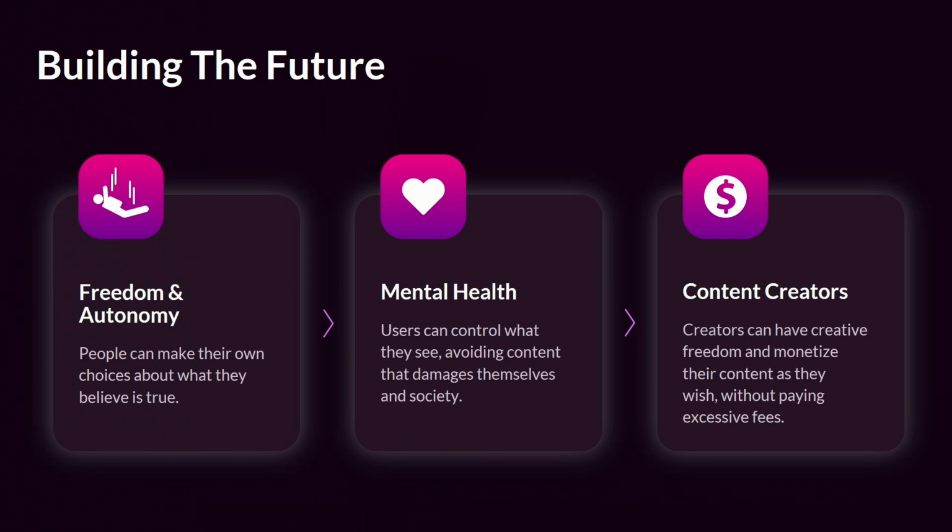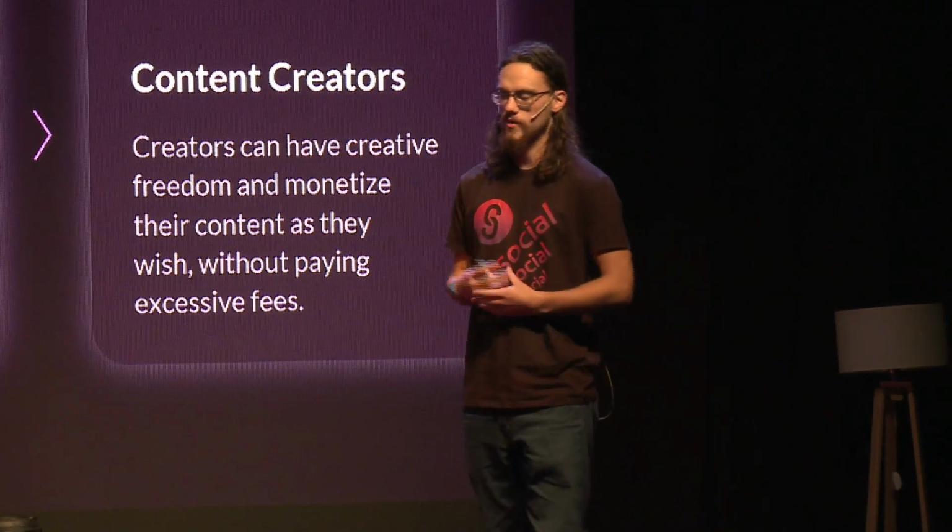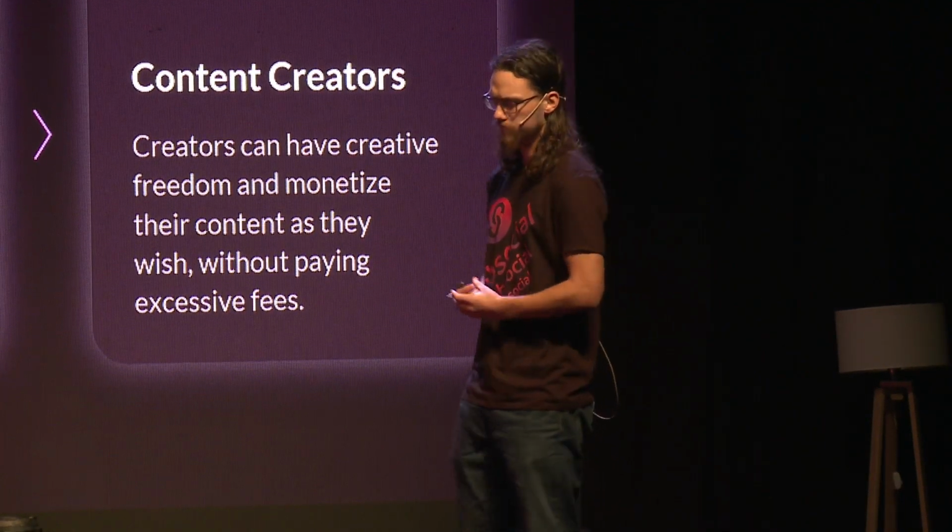So freedom and autonomy, we're all adults, we're smart, we can make our own decisions. We can determine what we think is true or not. That's how people have been doing things for thousands of years. And we should be able to decide what we want to look at and what we think is true.